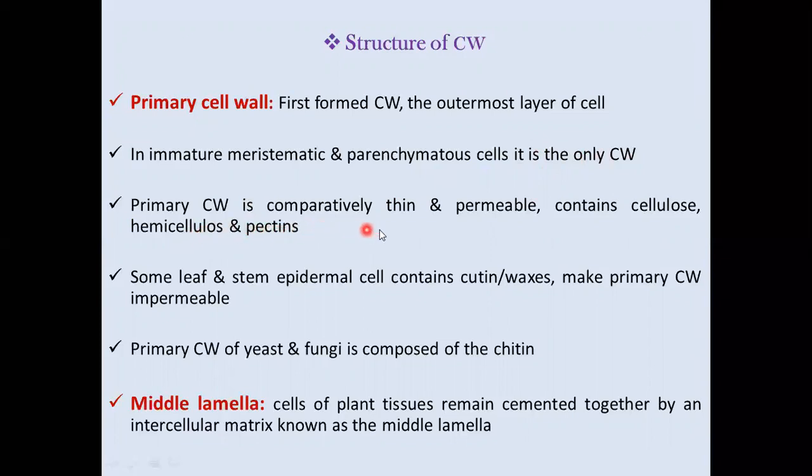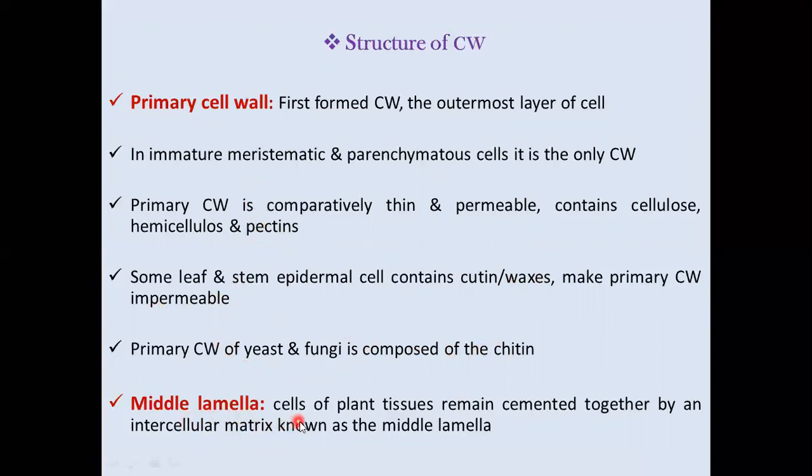The primary cell wall is comparatively thin, permeable, and contains cellulose, hemicellulose, and pectins. Some leaf and stem epidermal cells contain chitin and waxes, which make the primary cell wall impermeable. Waxes and chitins are fatty, fatty acid-like compounds, which make the primary cell wall impermeable. The primary cell wall of yeast and fungi is composed of chitin, which is a type of polysaccharide. So that is the primary cell wall.